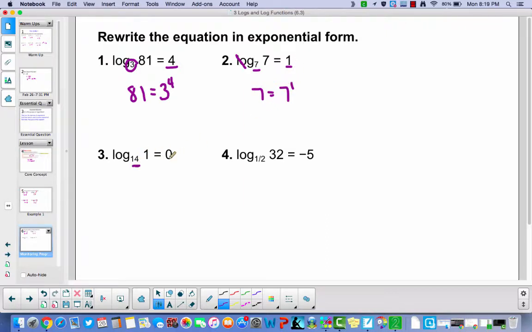Here is my base. Here is my exponent. So 1 equals 14 to the 0 power. Here is my base. Here is my exponent. 32 equals 1/2 to the negative 5 power. If you don't believe this one is true, check it out in your calculator.